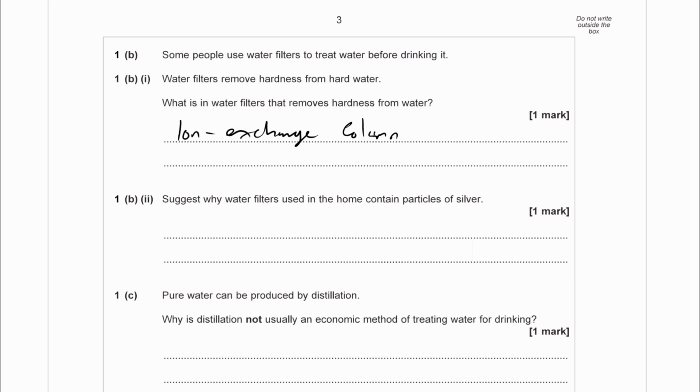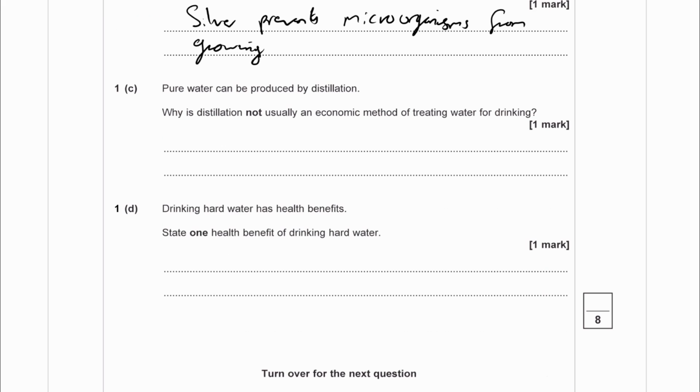So in 1b, it says suggest why water filters contain particles of silver. Alright, now silver basically stops the growth of microorganisms. So silver prevents microorganisms, so obviously mainly bacteria, but other ones as well, from growing. Alright, so chlorine is used to kill microorganisms and silver stops them from growing.